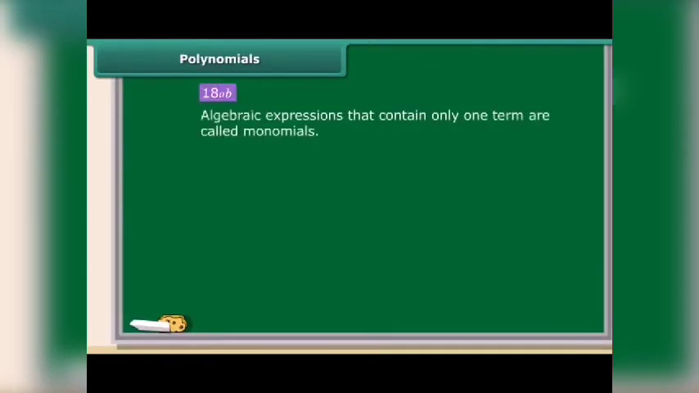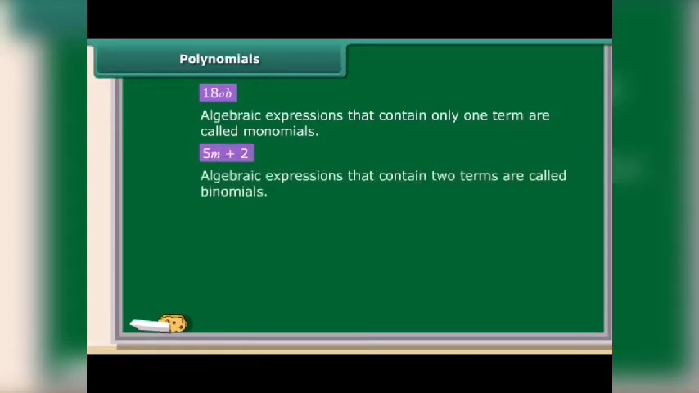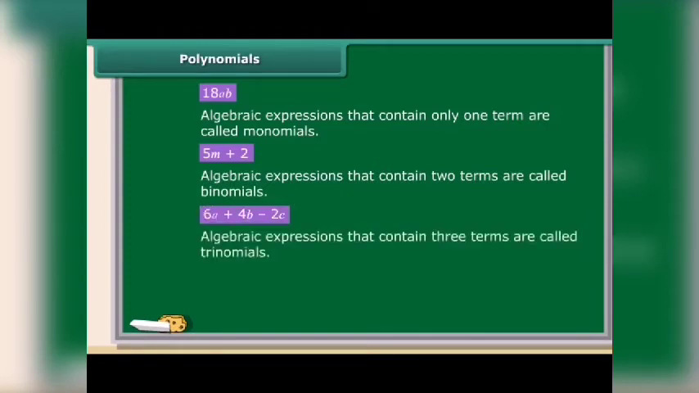Children, see this algebraic expression. It has only one term. This type of algebraic expression is called a monomial. Now, is 5m plus 2 a monomial? No, it has two terms. This type of algebraic expression is called a binomial. The expression 6a plus 4b minus 2c is not a binomial because it has three terms, right? So this type of algebraic expression is called a trinomial.